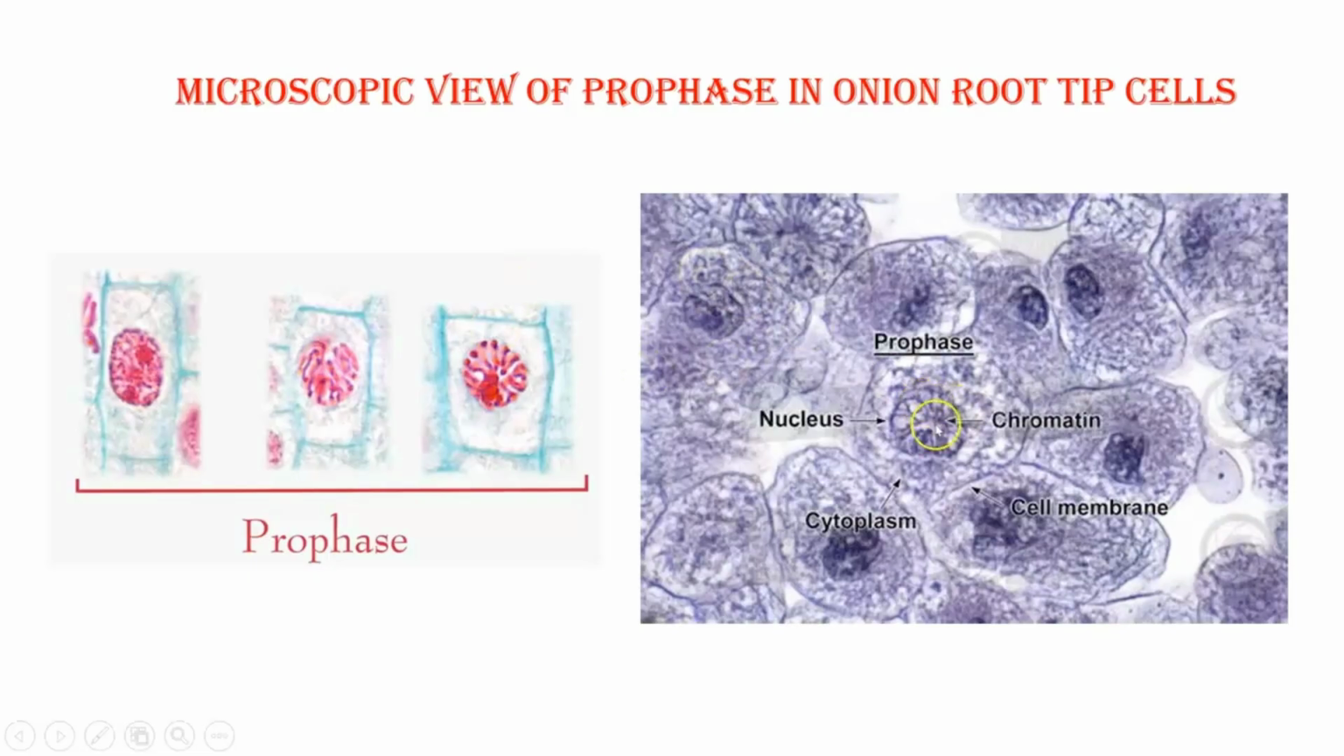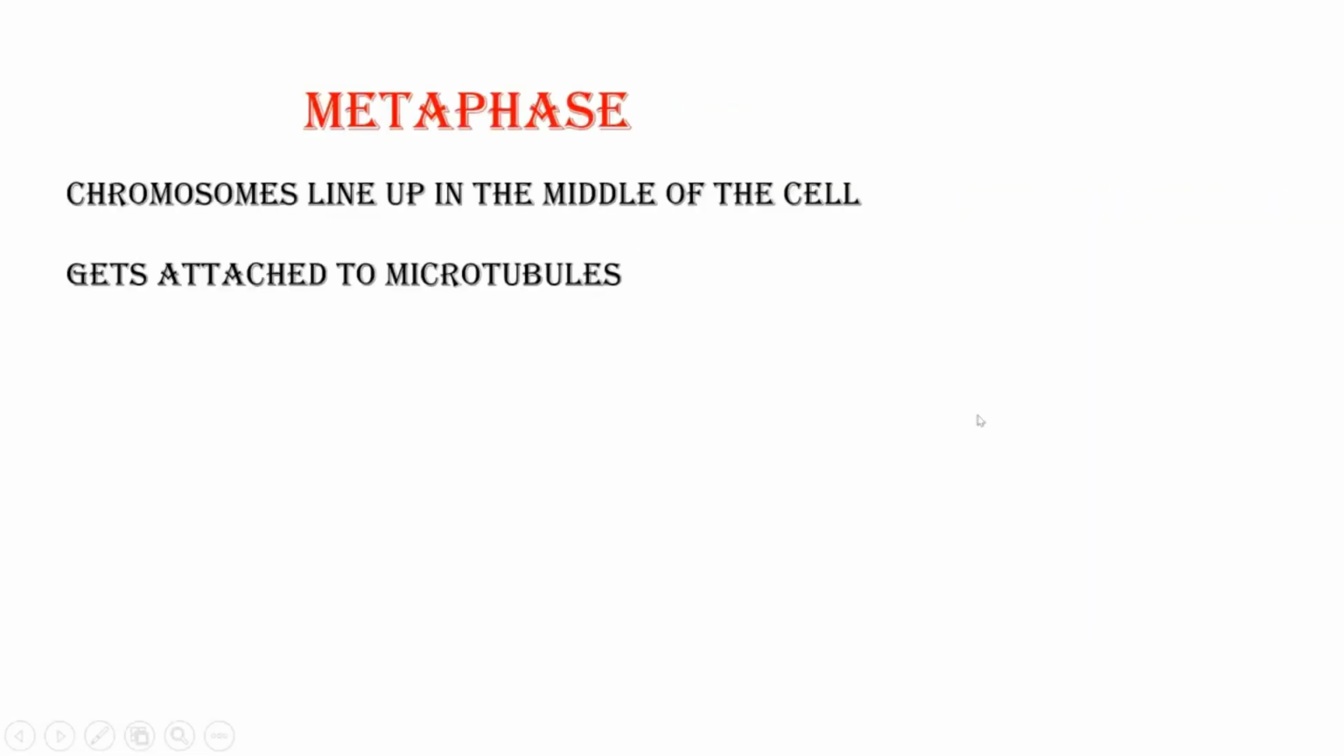So it is clearly visible. That is what we call the prophase. That's the stage 1 phase. And the next one is metaphase. So what happens in the metaphase? Now the chromosome is present in the center of the cell. And here in metaphase, it lines up in the middle of the cell, in the equatorial plane. It lines up in the equatorial plane and it gets attached to the microtubules.